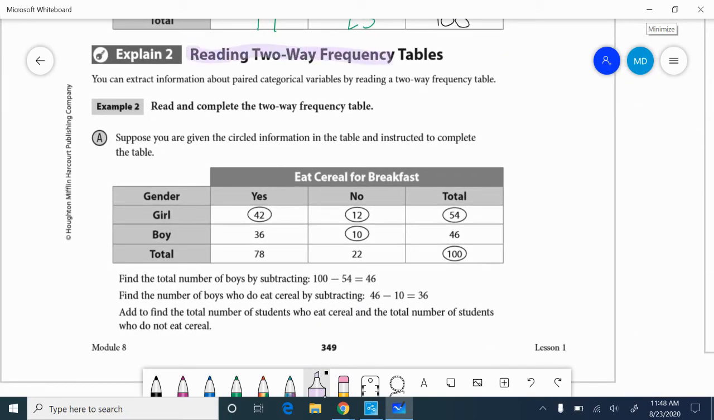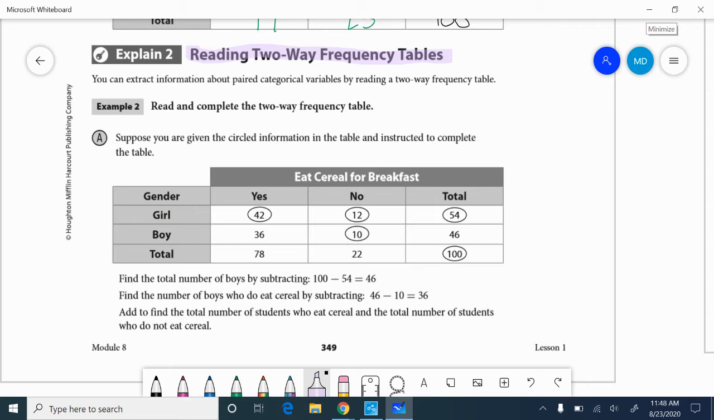So reading two-way frequency tables, you can extract information about paired categorical variables by reading a two-way frequency table. Example, read and complete the two-way frequency table. A, suppose you are given the circled information in the table and instructed to complete the table. All right, so eat cereal for breakfast based on gender, yes or no.